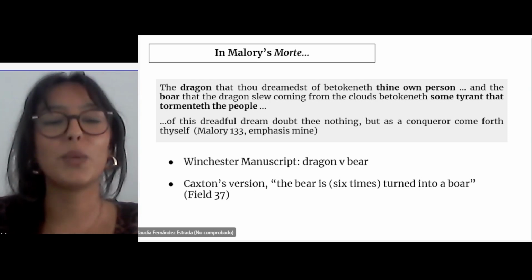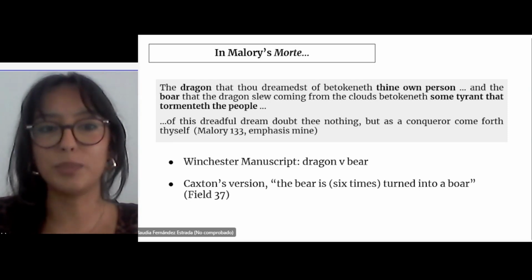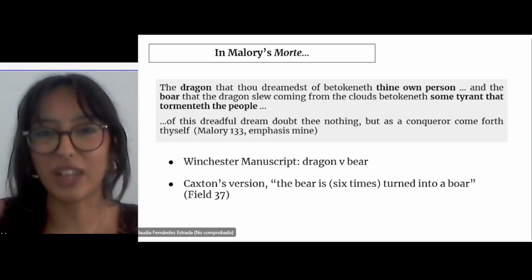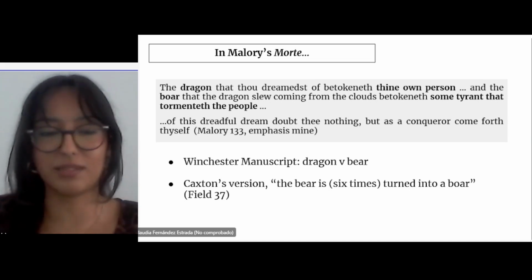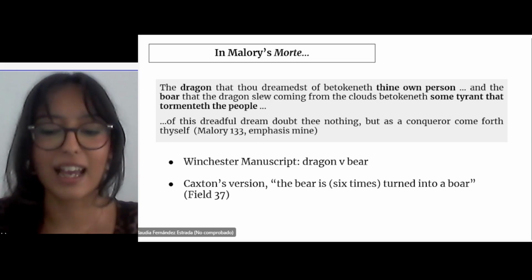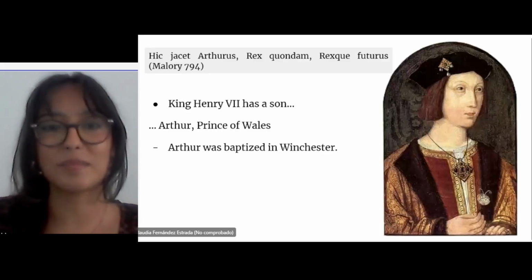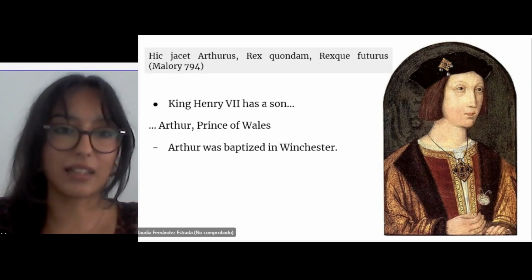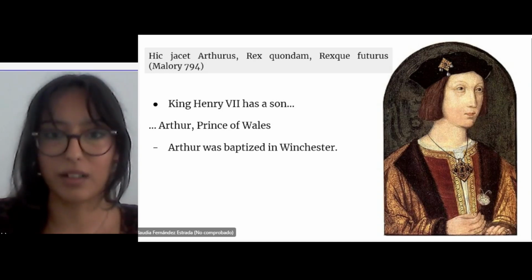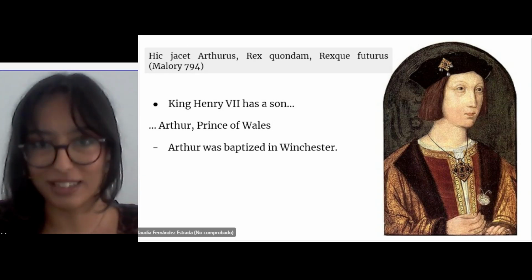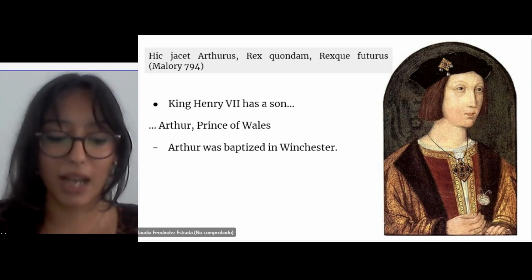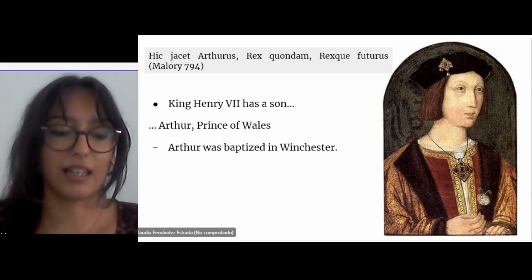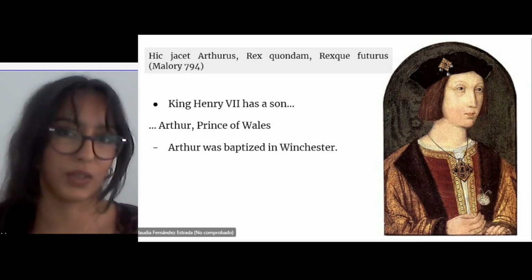And so we could even say that Malory's book became a prophetic book almost, because it was casually predicting things. And what else does Malory say? Malory says that Arthur is Rex Quondam, Rexque Futurus, the once and future king. Malory is restating the belief, strengthening the belief in Arthur's return.